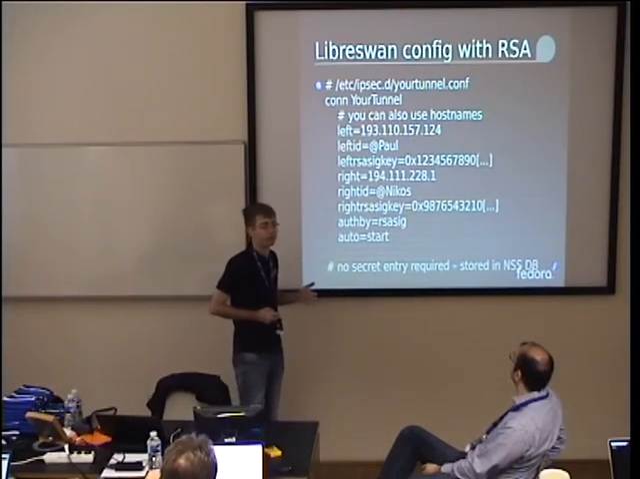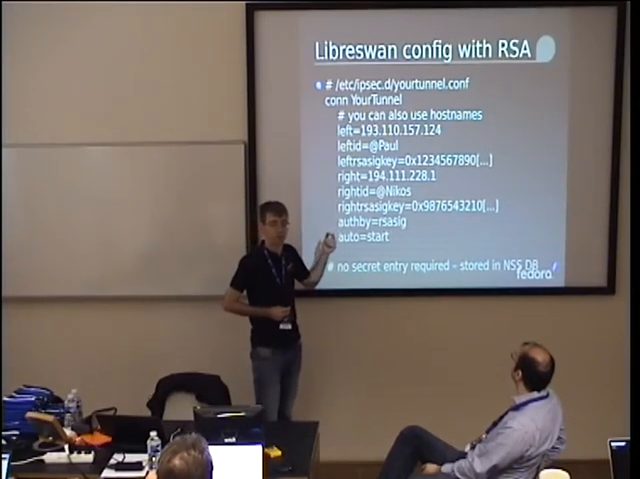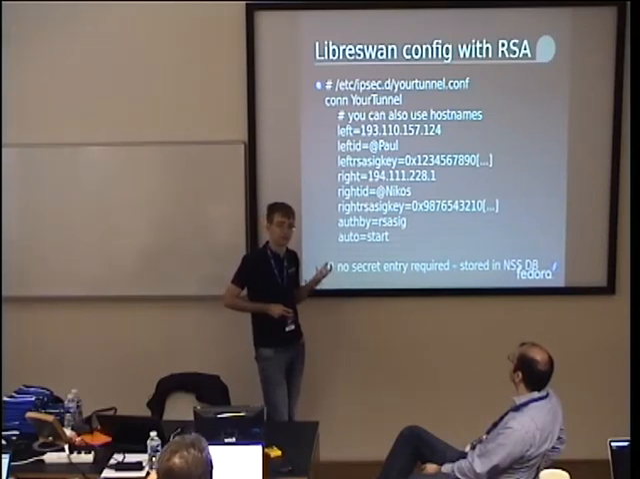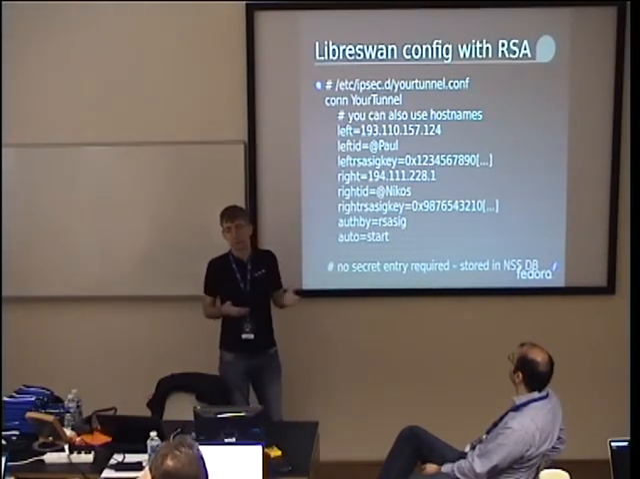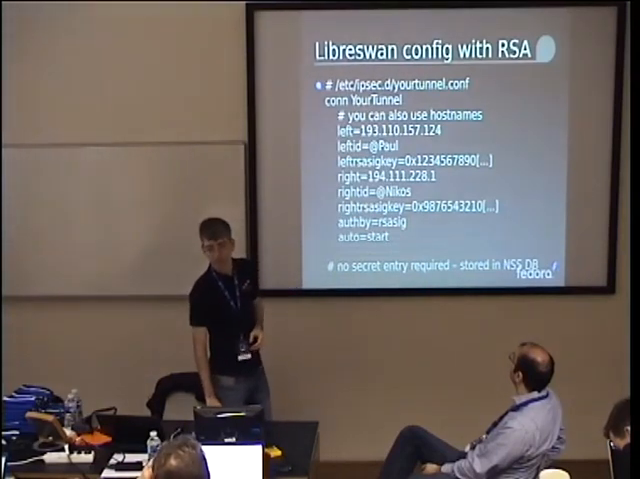So you don't need the secrets file, because once it generated that RSA key, it stored the private parts of the key in a specific NSS database that's stored in /etc/ipsec.d, which can be protected by FIPS passwords and other things. But is it on both? How does it get on both sides?